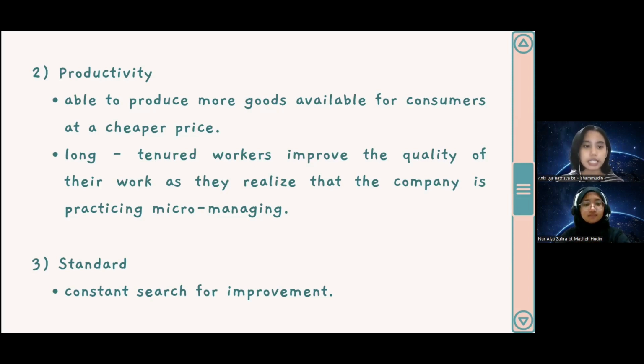Lastly, but not the least, is the standard: constant search for improvement. When reducing the cost, the company must wish to maintain the quality of their product. So, how can Prabut Nusantara Sedang Berhad achieve this? They have to maintain their quality. So they will have to keep on improving on their part, such as making research on what kind of material they can use that gives the same characteristics but at a slightly cheaper price.